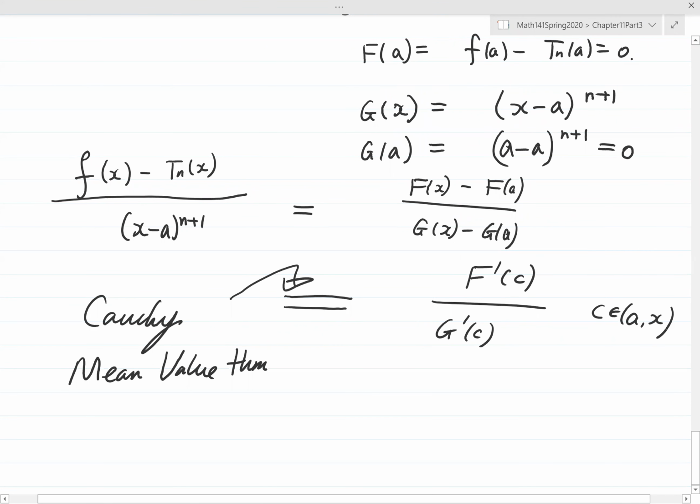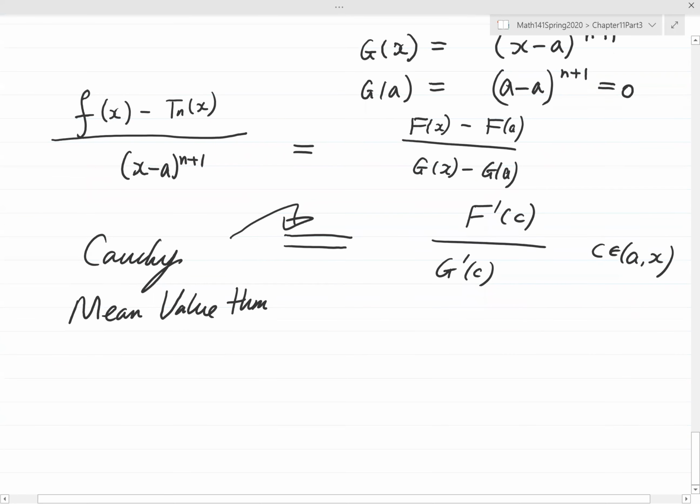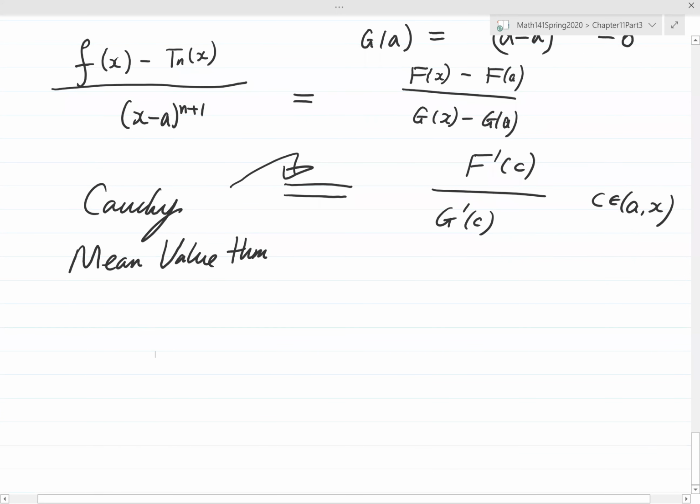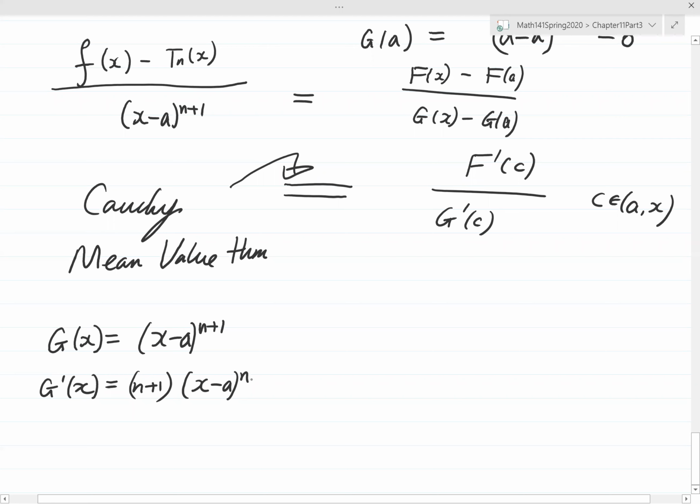Now, first of all, you check that F'(a) also vanishes. Remember g(x) is (x minus a) to the power n plus 1, so g'(x) will be (n plus 1) times (x minus a) to the power n. So g'(a) again vanishes.